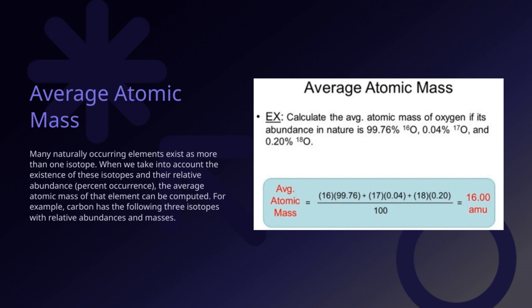This concept is really important because it helps us understand why the atomic masses listed on the periodic table are not whole numbers. They're weighted averages based on these isotopic distributions. So, in essence, the average atomic mass gives us a more accurate picture of an element's true mass in nature.